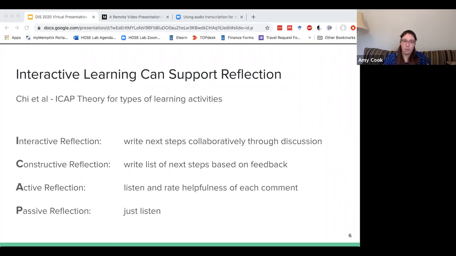Constructive learning activities, which are the second most effective, require students to create new knowledge by themselves. So maybe you read the feedback and you write your own list of next steps individually based on the feedback. Active learning activities require that students take any action other than just sitting and listening. So for example, students might rate the helpfulness of each comment on 1 to 5 stars when they're going through their feedback. And then passive reflection, or passive learning activities, are just sitting and listening. We did not test passive reflection in this study because we know it's not the most effective option for students.